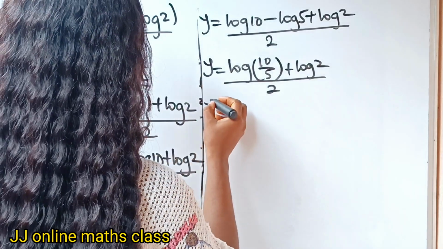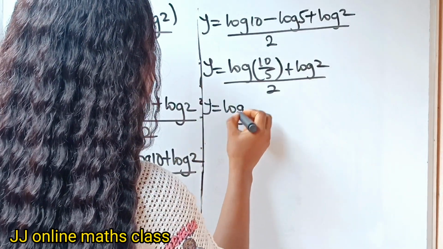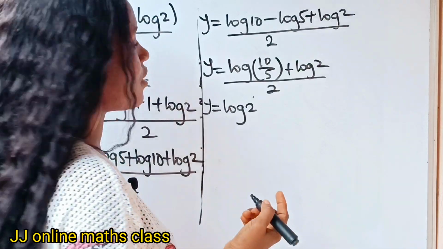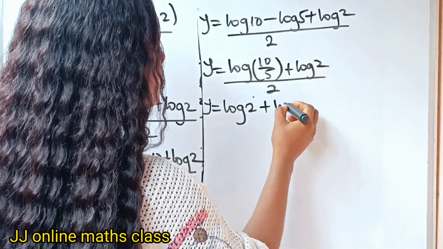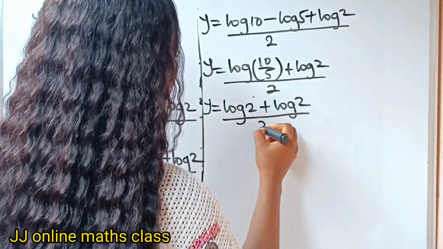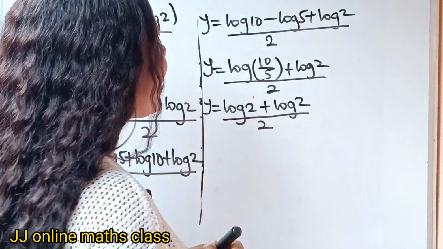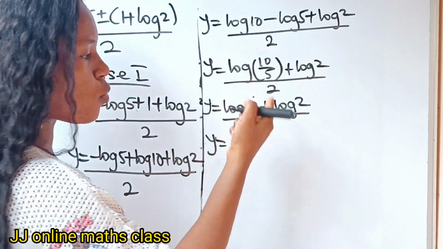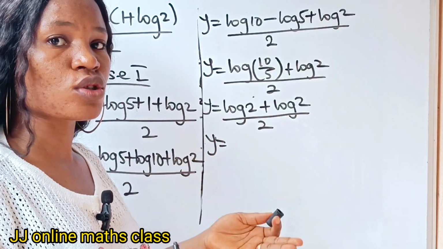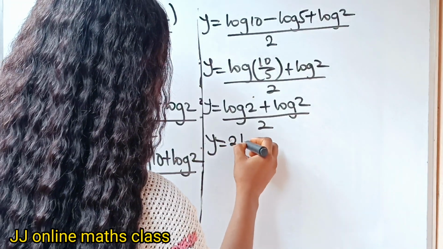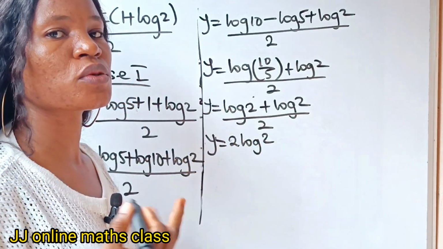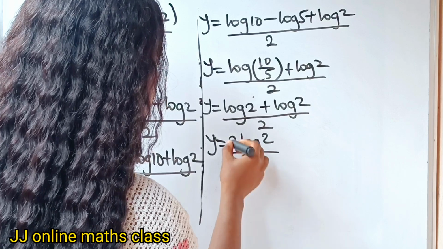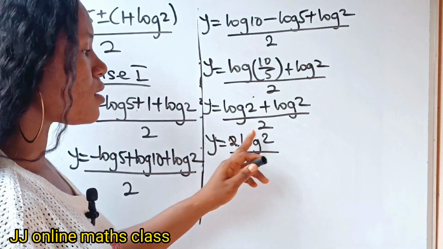That means that our y is equal to log of 10 divided by 5, which is 2, plus log 2, divided by 2. Now, our y is equal to log 2 plus log 2, which is 2 log 2, right? Just like saying 1 orange plus 1 orange is 2 oranges. So 2 log 2 divided by 2. We cancel these two, and we now have that our y is log 2.